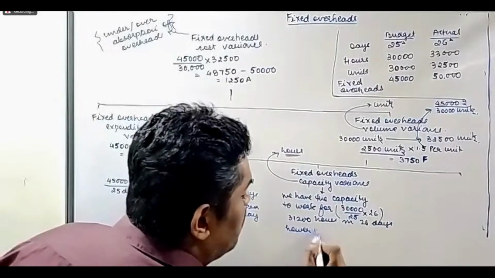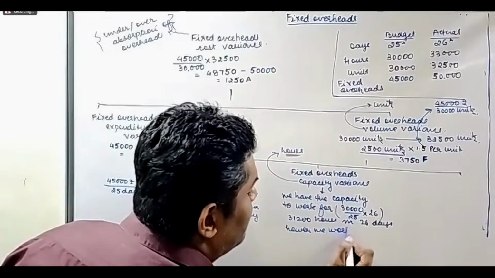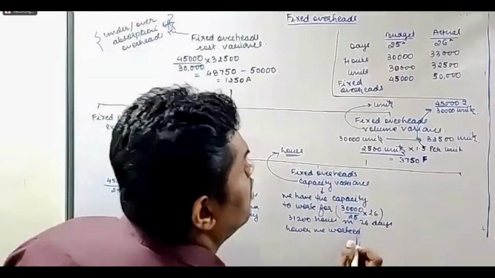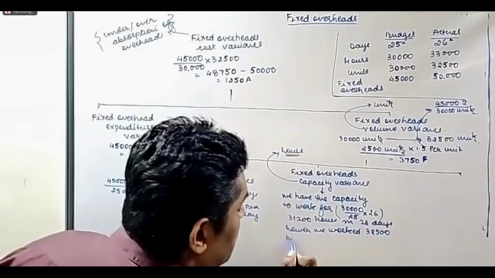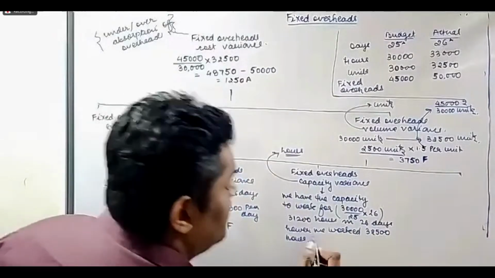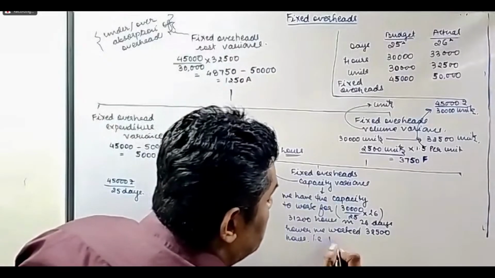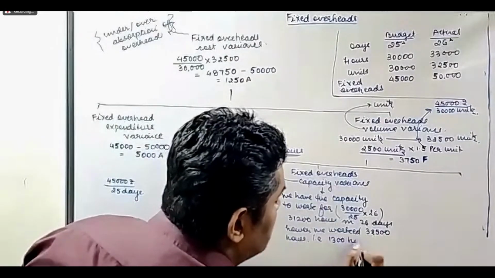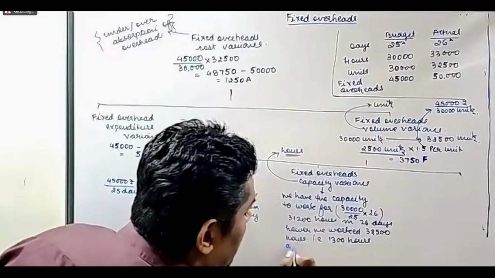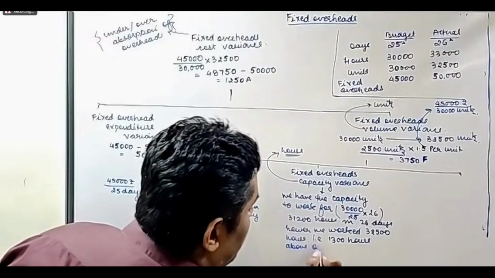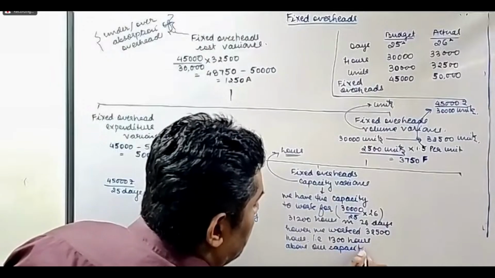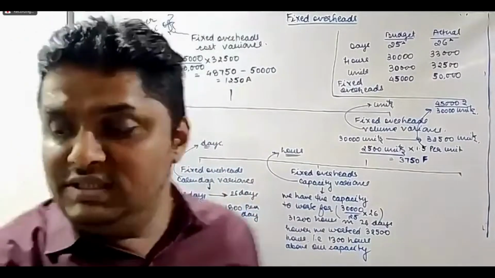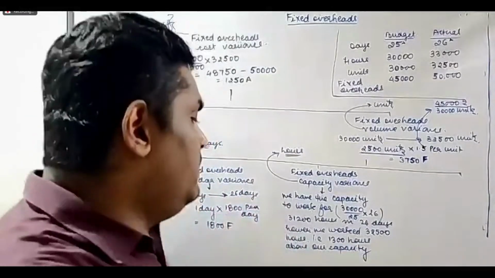However, we worked for 32,500 hours. That is 1,300 hours above our capacity. So it's a good sign for the company. So it will be favorable.